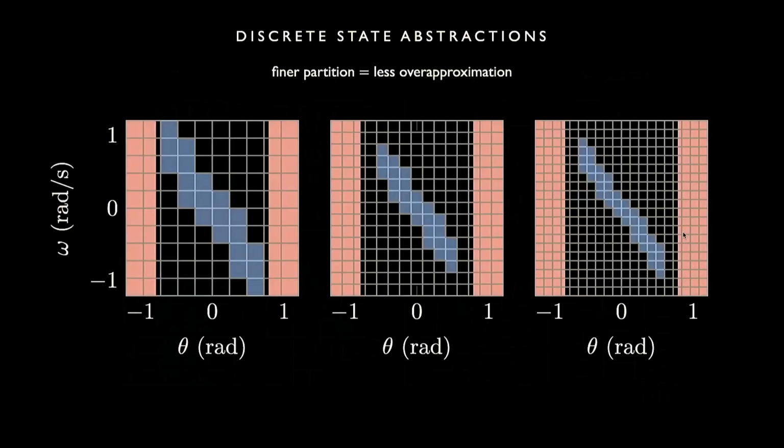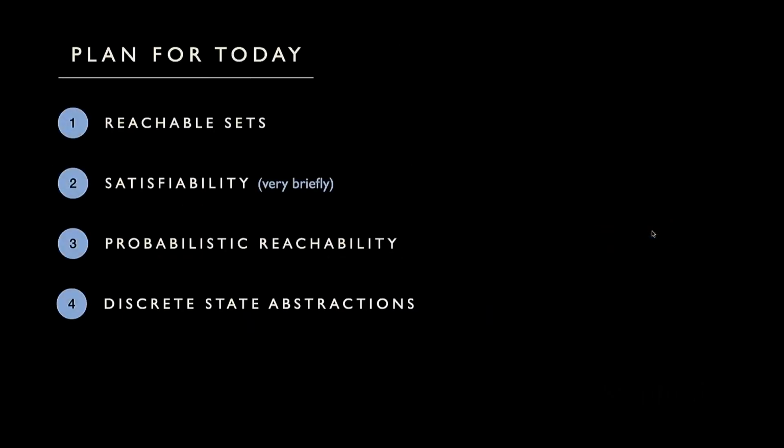Okay, I think we're going to finish this lecture. So this is I think the last thing. So basically the idea here is a finer partition will result in less over-approximation, as you might imagine. So here's the partition similar to what we were looking at, and then as you get finer and finer, we're able to get this much more interesting, tighter over-approximation of the reachable set. Yeah, that's it. Okay. Any questions?